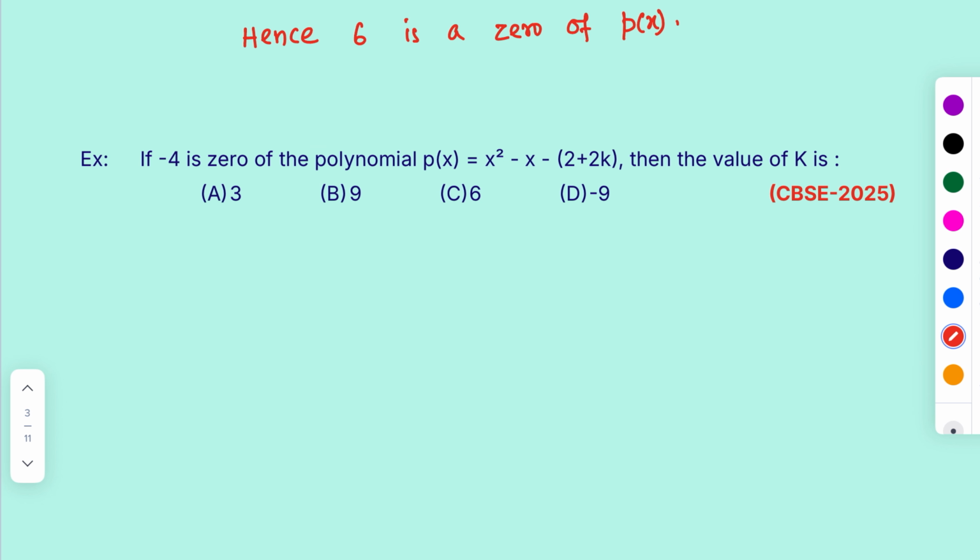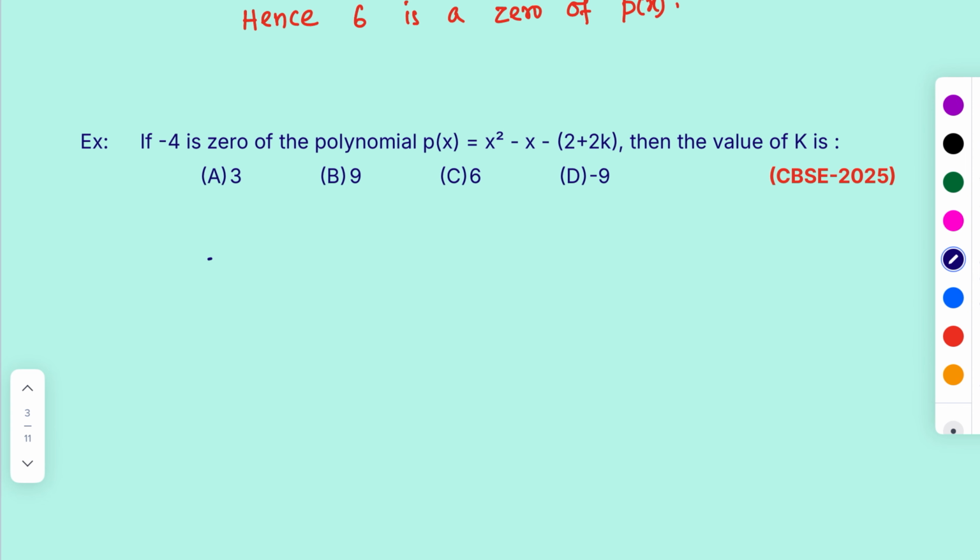If minus 4 is the zero of the polynomial p of x, then find the value of k. It is already given that x is equal to minus 4 is the zero of the polynomial. So we will find p of minus 4 will be equal to 0. If x is equal to k is the zero of p of x, then p of k is equal to 0. Okay, that we studied just now.